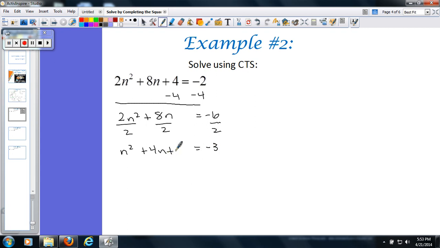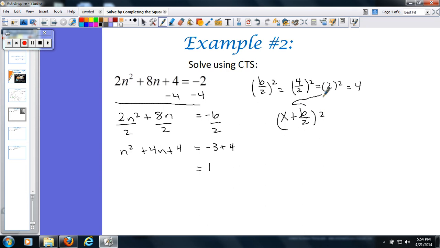Now I'm going to find this b over 2. So b over 2 squared. That is 4 divided by 2 squared. 4 divided by 2 is 2, squared, which is 4. So I'm going to add 4 to both sides. Now I'm going to simplify the right. Negative 3 plus 4 is 1. And I'm going to factor the left. Again, when I factor, it's x plus b over 2 squared. b over 2 is going to come from what's in the parentheses, which is 2. So this is going to give me n plus 2 squared.